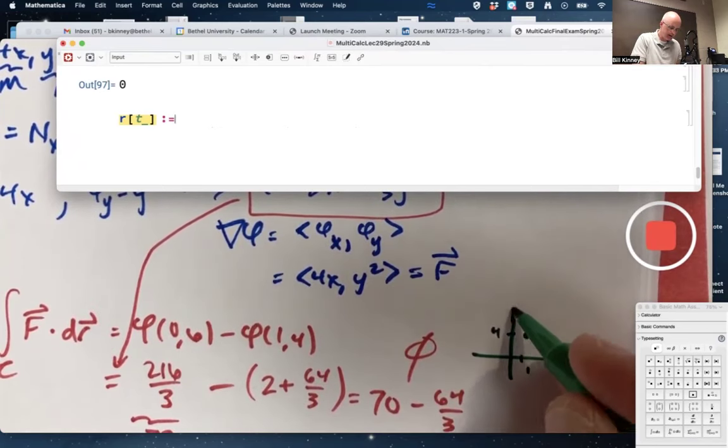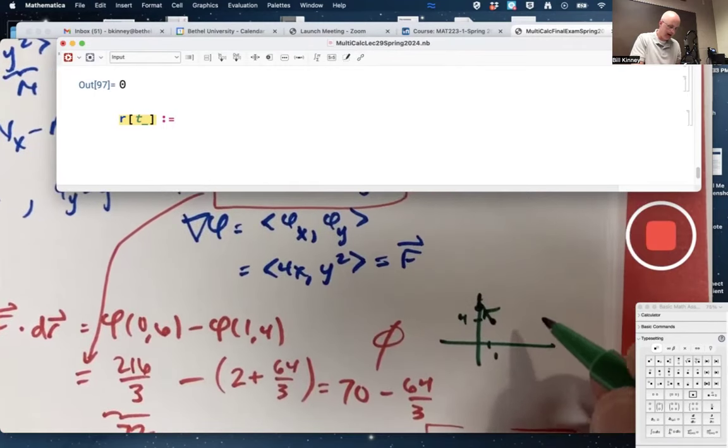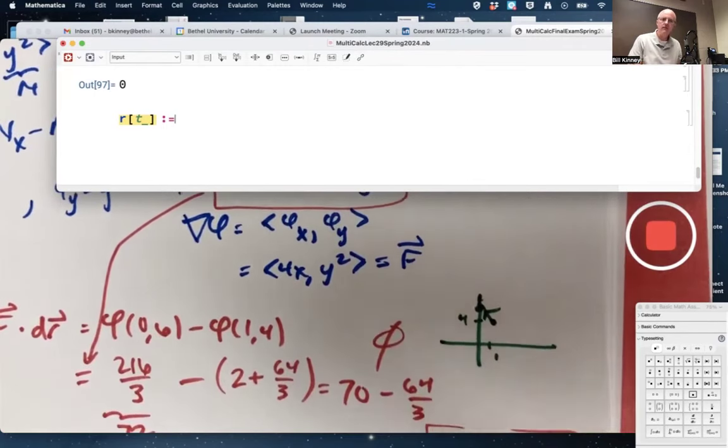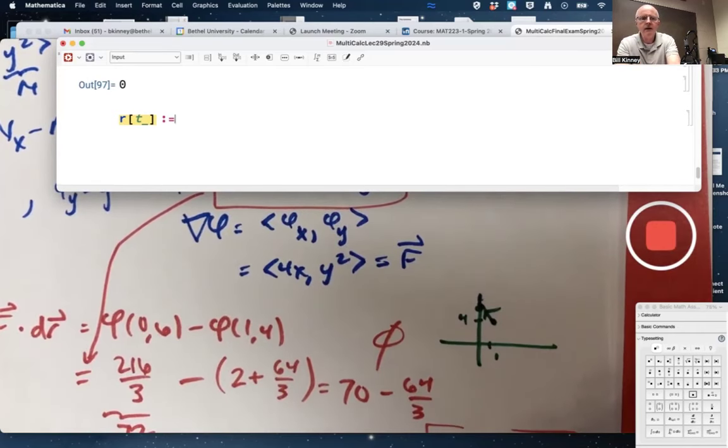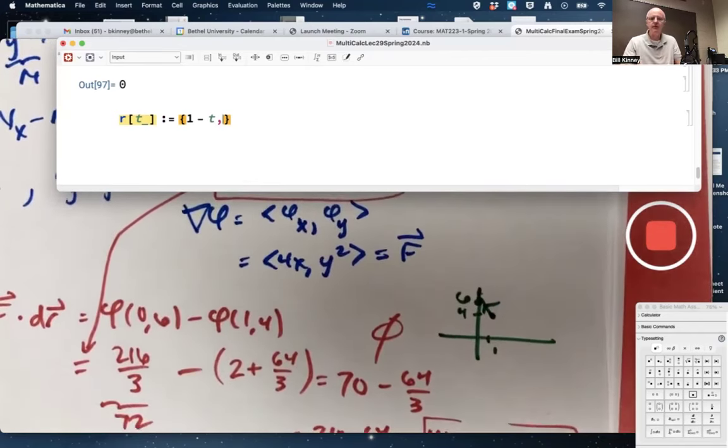To 0,6, that line right there. X goes from 1 down to 0 as t goes from 0 to 1. So I can use 1 minus t for x. Y goes from 4 up to 6 as t goes from 0 to 1. So I can use 4 plus 2t. Just did that in my head. That's worth practicing.